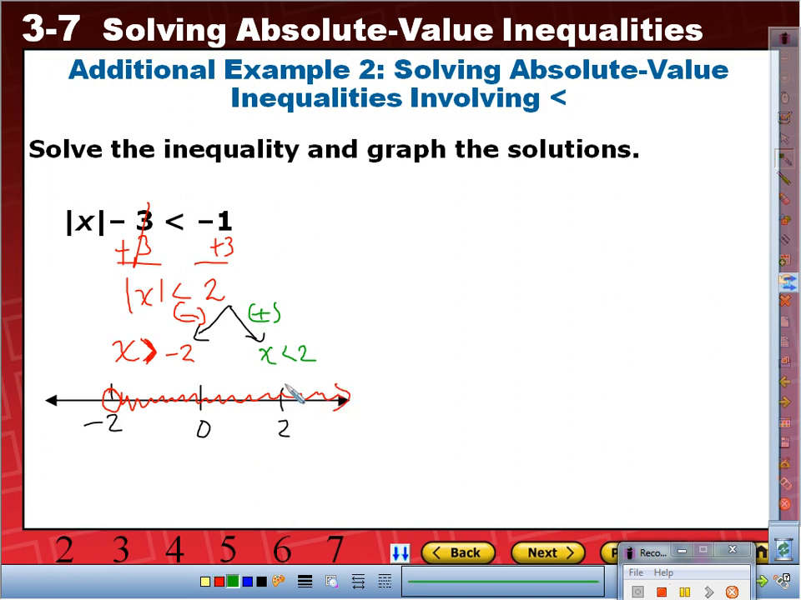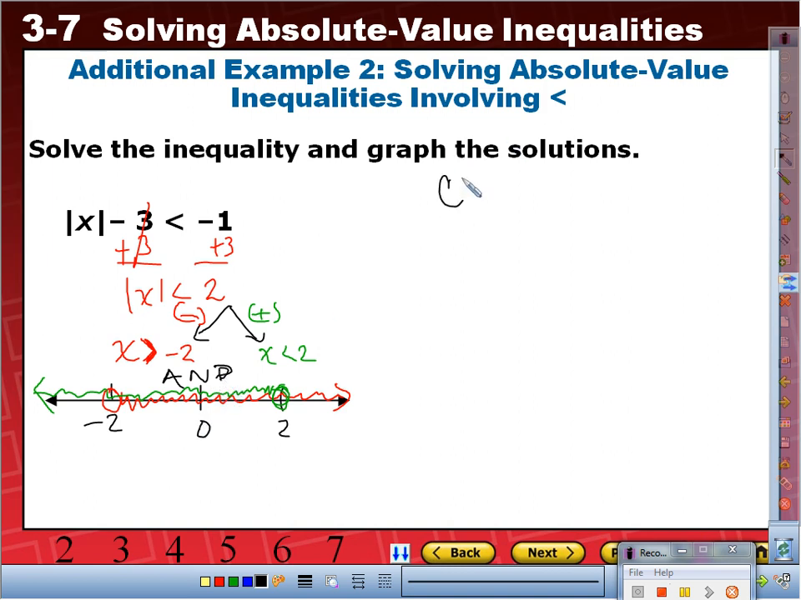This one, does it include the 2? No, open circle, just to indicate our spot. And then x is less than that and everything to the left. Once again, do they intersect? Yes. So this is an and.